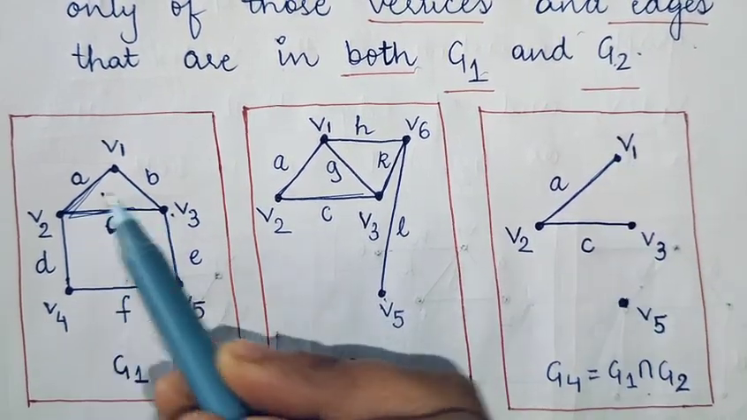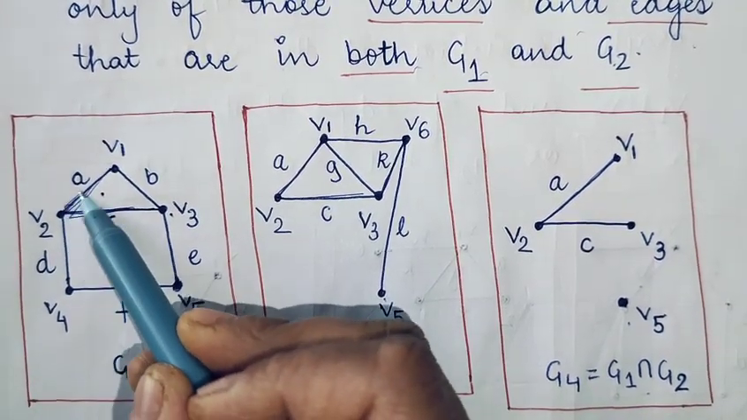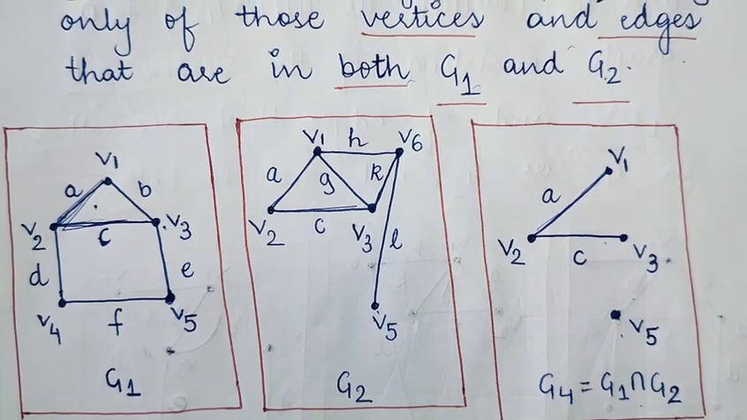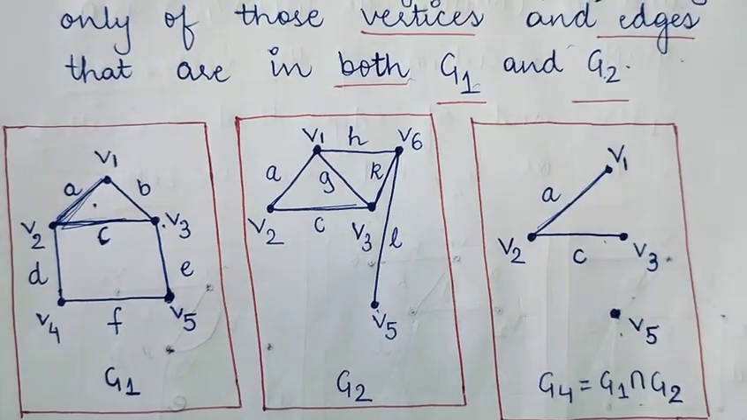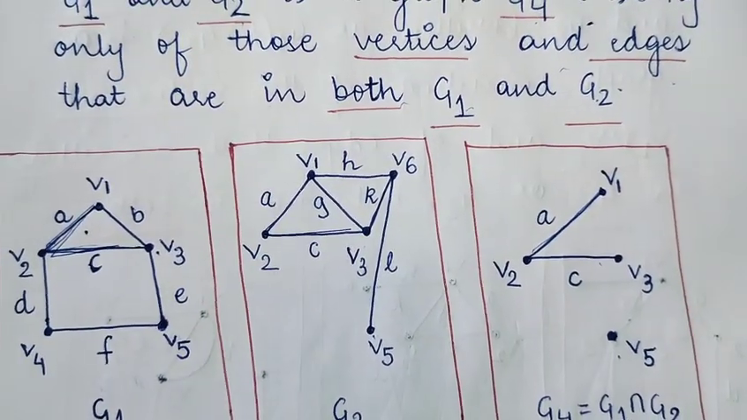Vertex V1, V2, V3 and V5 are common. They have been copied. Further, edge A and C are common. They have been copied. So the intersection of G1 and G2 will contain only those edges and vertices which are common in both the graphs.